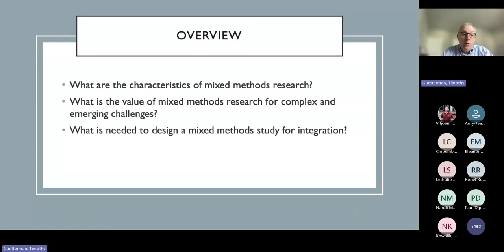So with that introduction of an example, hopefully to spark your appetite of what mixed methods is, here's just a little overview of what we'll be covering together. So I'm going to start with the characteristics of mixed methods, talking about really why it's valuable, just to study complex issues and new challenges, and then really focusing on integration, which is key to mixed methods and what's needed to design a mixed method study for integration.